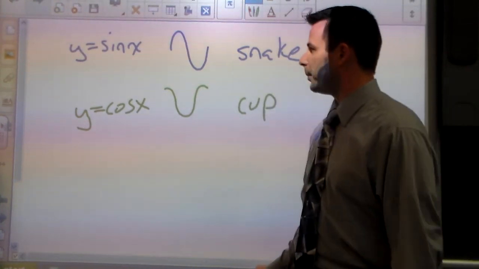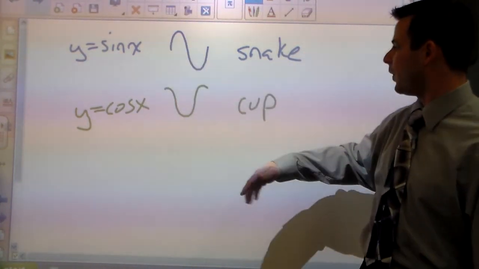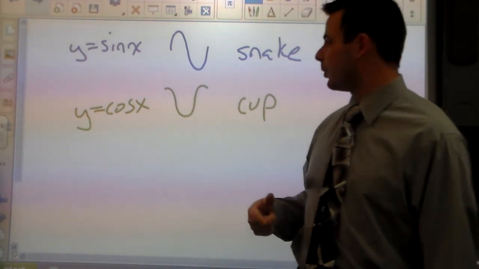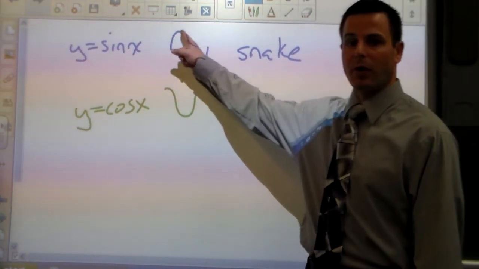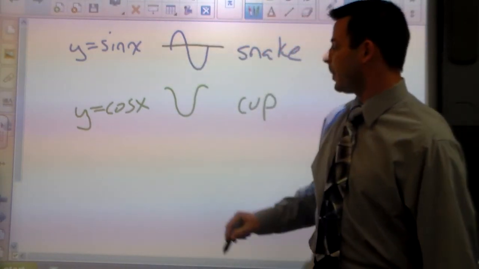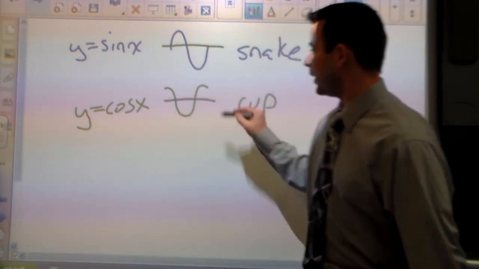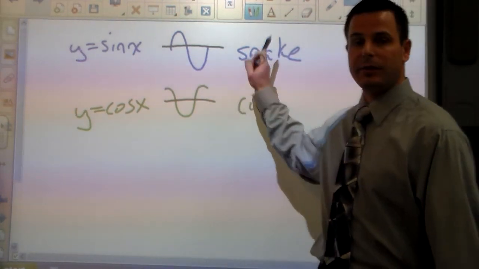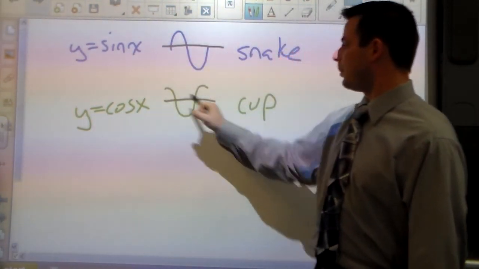So just to draw a distinction between the two graphs, they're very similar in the fact that they're harmonic and the values repeat, but they're different because they start at different values. The sine value is starting on the line, and the cosine value is starting in the middle. Okay, so sine snake, sine on the line, cosine cup starts in the middle.